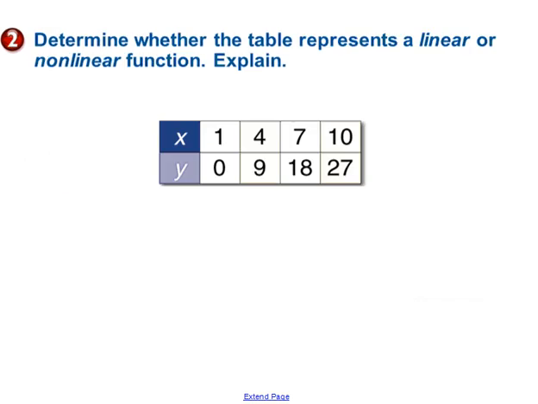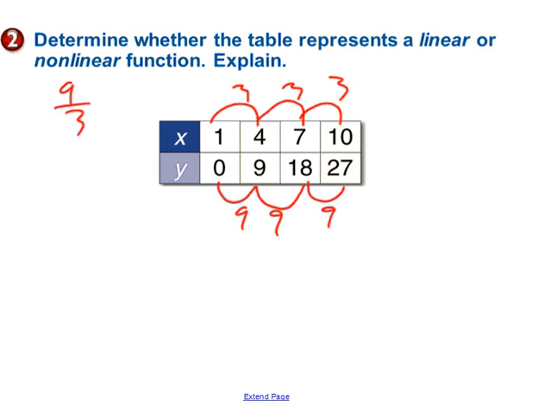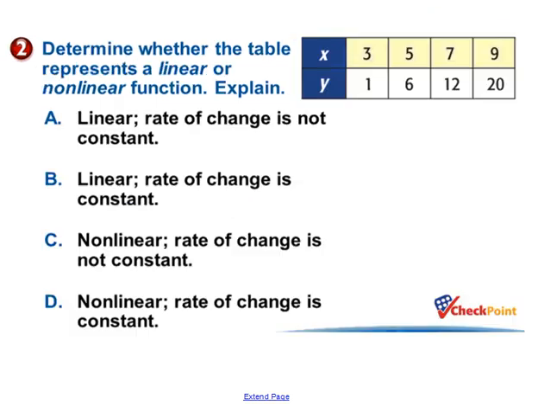Determine whether the table represents a linear or nonlinear function. As I look across here, x goes up by 3, x goes up by 3, x goes up by 3, so it's looking possible. Y goes up by 9, y goes up by 9, y goes up by 9, so my rate of change is 9 over 3, or simply 3, and it is constant, so this is a linear function. It would be graphed as a straight line.